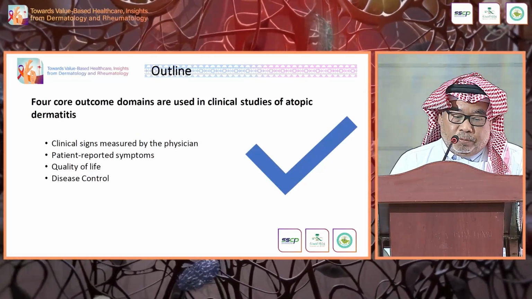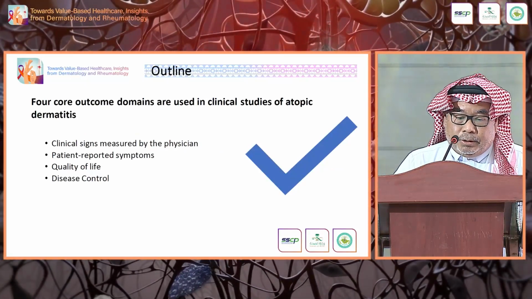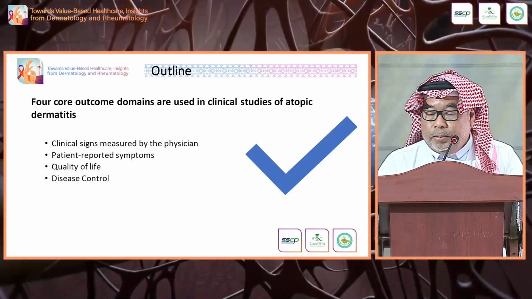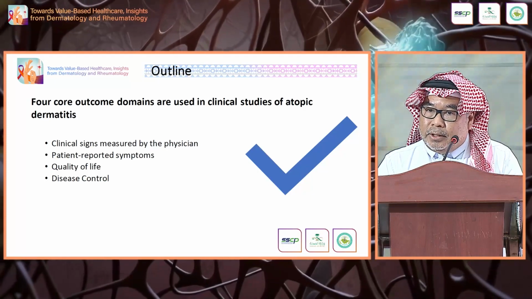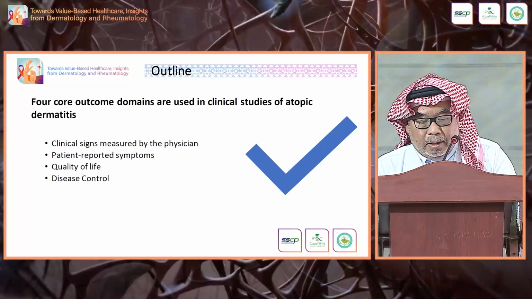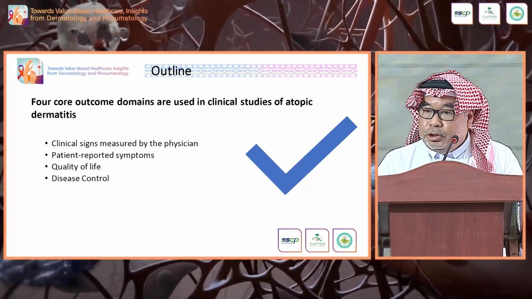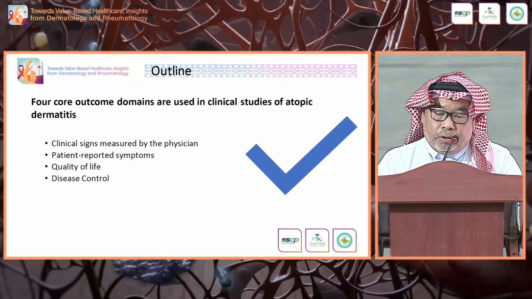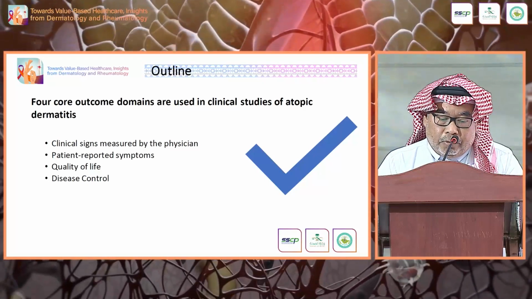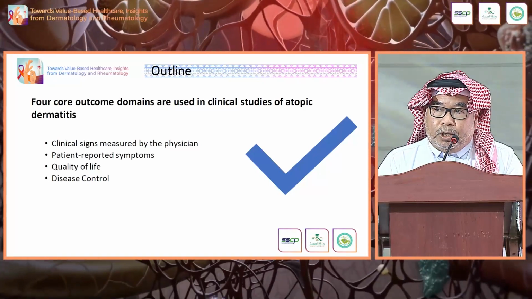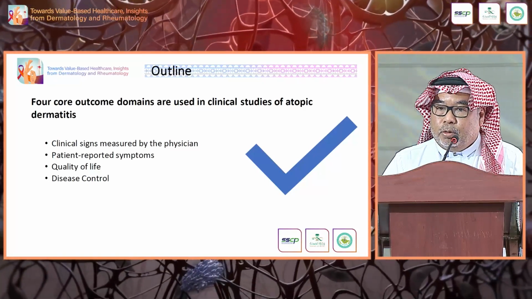This is my outline of presentation. There are 4 core outcome domains that are used in clinical studies of atopic dermatitis and also in real life clinic. We are looking for clinical signs measured by the physician. We are looking for the patient reported symptoms. We are looking for the quality of life of our patient and to make sure that the disease is controlled or not.